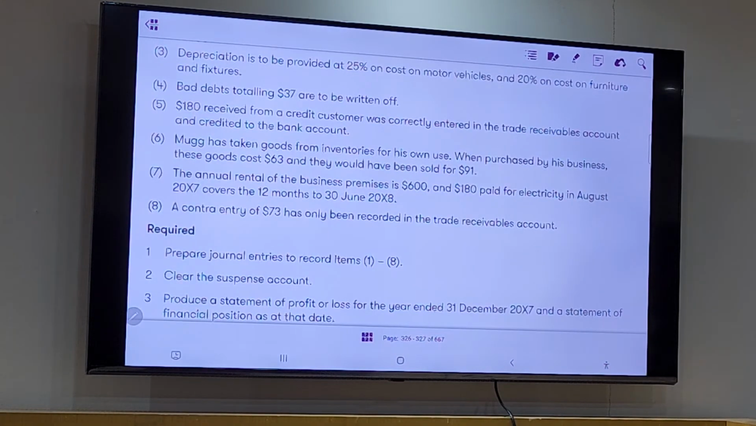Mug has taken goods from inventory for his use. When purchased by his business, these goods cost 63 and they would have been sold for 91. So what should be the value we should take? Only 63. We don't need to worry about this 91. That is to confuse us. The owner taking goods from the business to the home doesn't need to take it at selling price. He should take it at cost. You have understood?